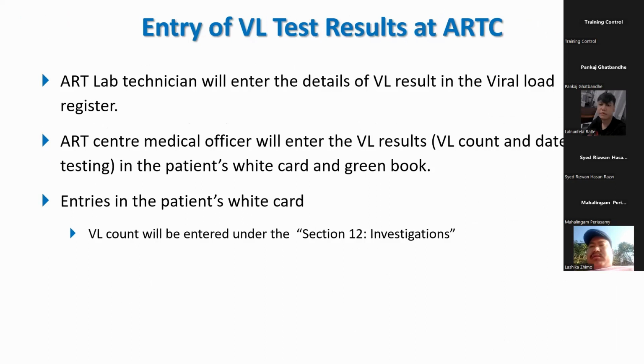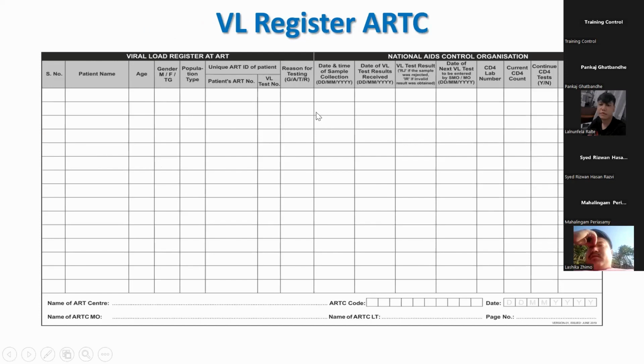So the roles and responsibility: primarily the lab technician has to enter the viral load result in the viral load lab register, and the ART medical officer, from there they will write it in the white card and then in the green book. So this is how the flow will be. The primary entry point will be through the search platform. And when they are entering it in the patient's white card, it will be entered under section 12, which is called investigations.